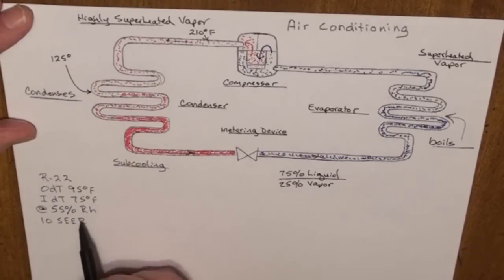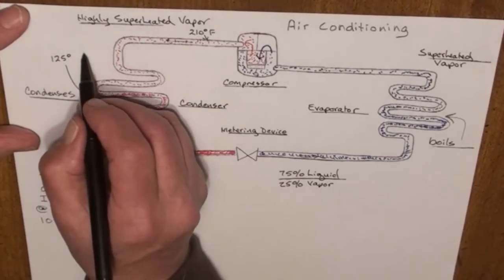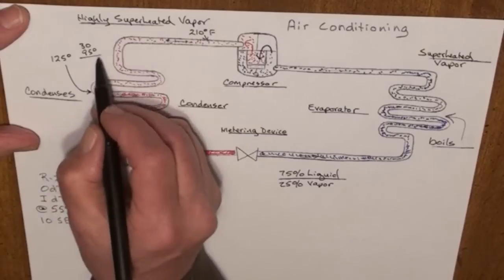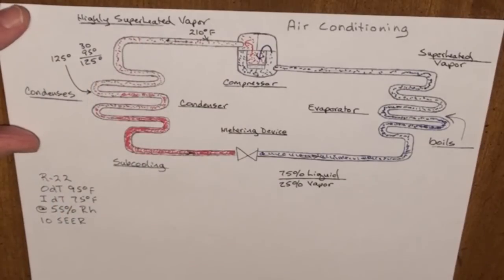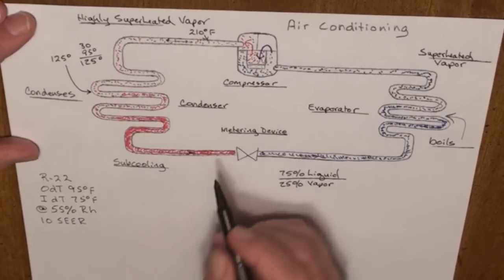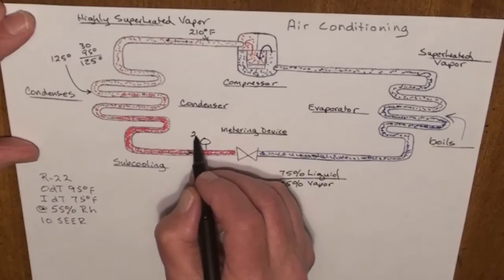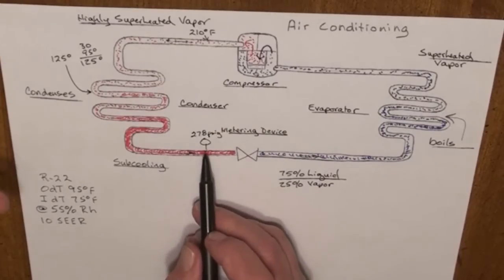For a 10 SEER system on a 95 degree day, we can determine this number by adding 30 degrees to the outdoor ambient temperature. Our refrigerant will begin to condense back into a liquid at 125 degrees. This will have a corresponding high side pressure of 278 PSIG. Guarantee, it's the pressure temperature relationship.